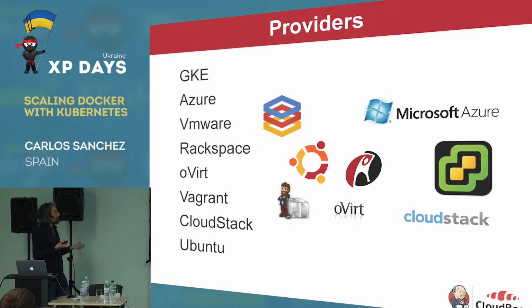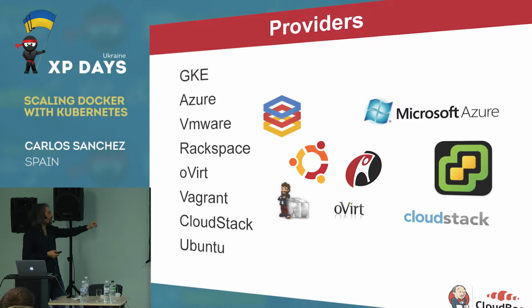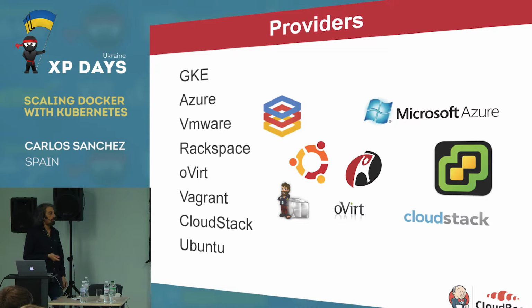And where can you use Kubernetes? Kubernetes runs pretty much on any underlying infrastructure provider. You have Google Container Engine, GKE. You can run it on Azure and VMware, and you can also run it on-premise, on your development machine, on Vagrant, on CoreOS, Amazon AWS, whatever. You just pick whatever provider you want, and they have installation instructions for each of them.